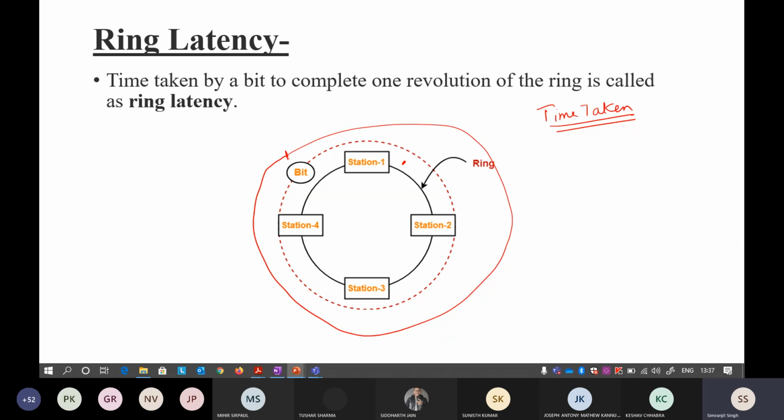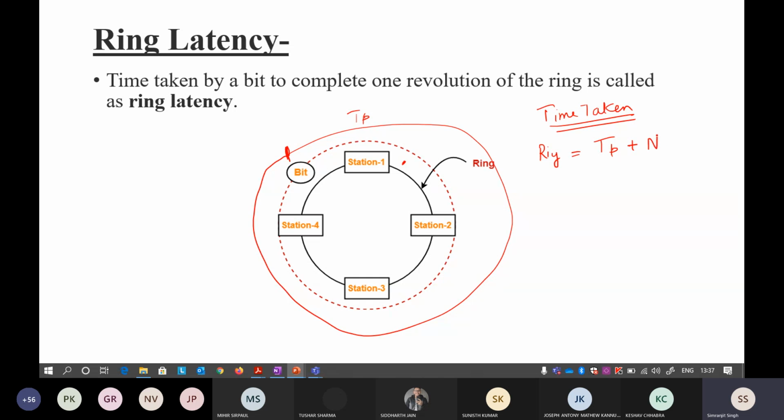So the time taken first will be the propagation time to take one revolution. I'm saying the ring latency is the time taken by one bit to complete one revolution. So the time taken will be the propagation time required for one revolution, plus every station will hold a bit for a particular amount of time. The bit will be seen by the station and will be put onto the link.